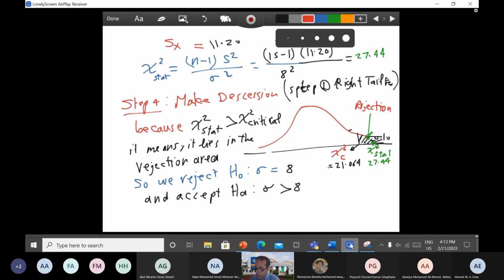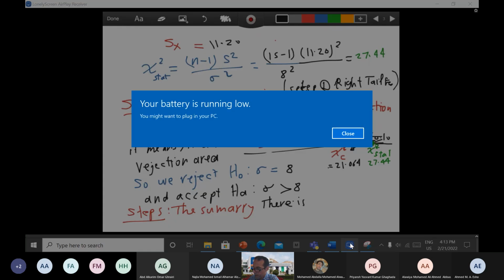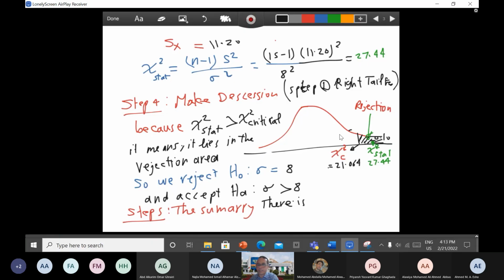Now we would like to write step 4 as a summary, right? In step 5, the summary is what? There is a significant evidence that the standard deviation is greater than 8. That's it.